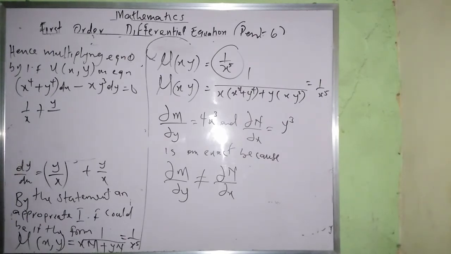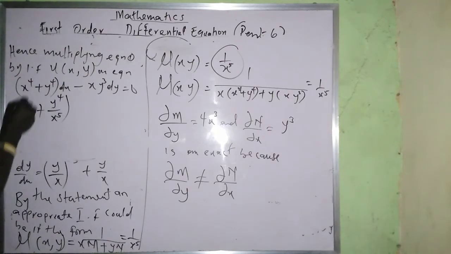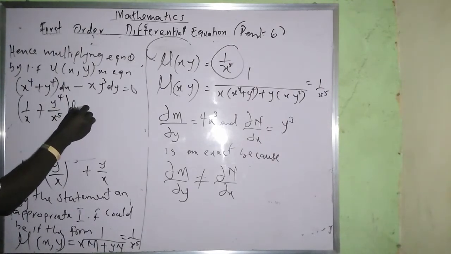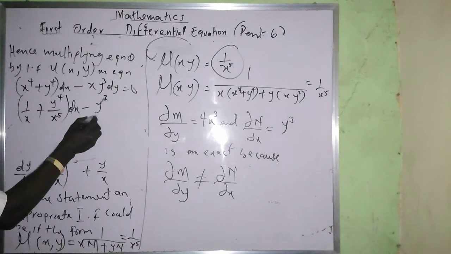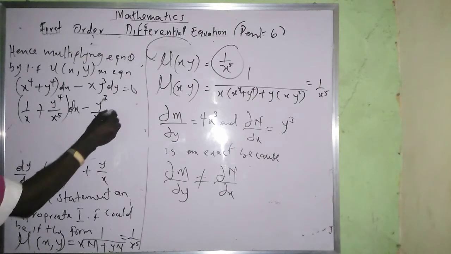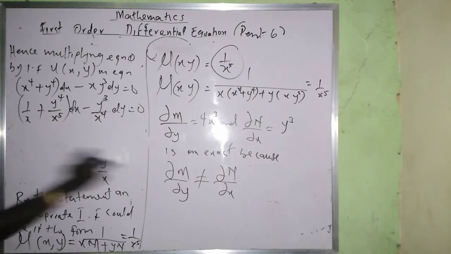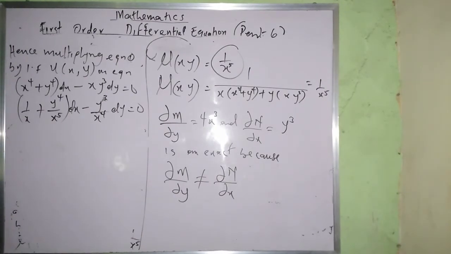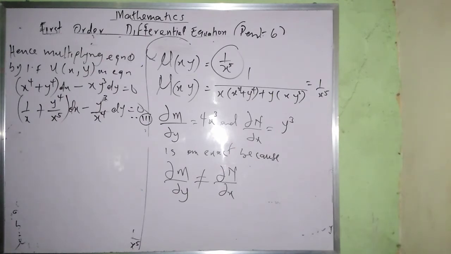Y all over x raised to power 4, which is going to be 4, bracket of dx minus y x y^3 over x^4 dy equals 0. Since I have this, I can now move on by having the new equation 3. Now, the new equation 3 is exact.